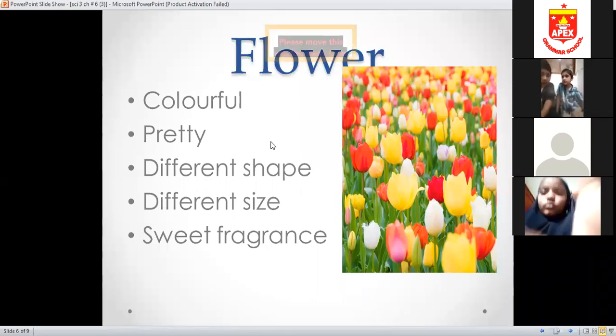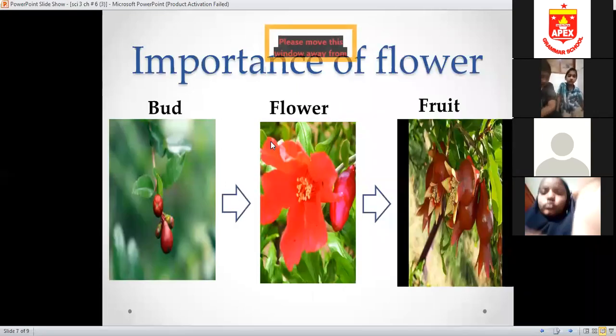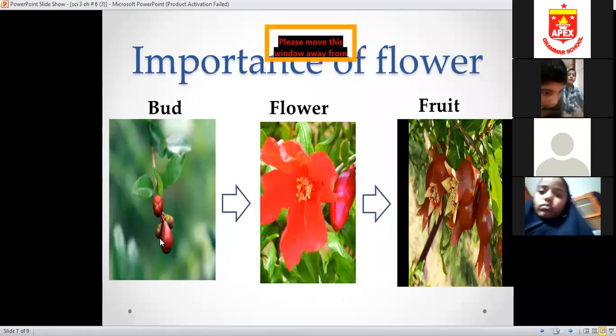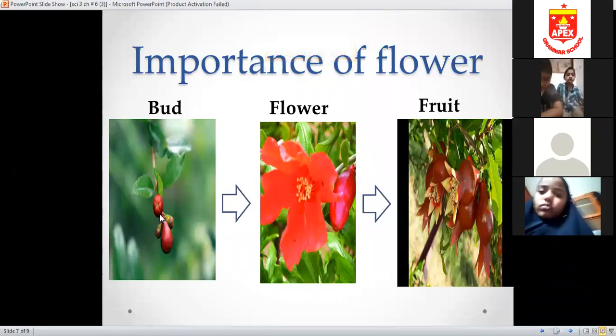And what is the importance of a flower? First of all, a bud opens. Here I have given you the example of a pomegranate. This is a bud of a pomegranate plant. This is how the process grows step by step. How the flower, as you have read in the previous classes, turns into the fruit. How do flowers turn into the fruit?